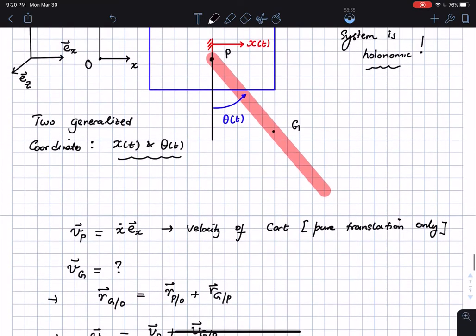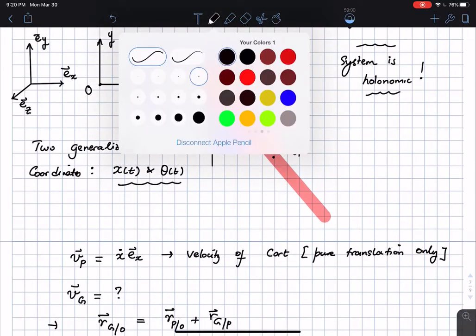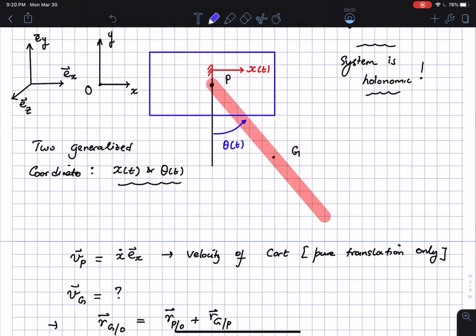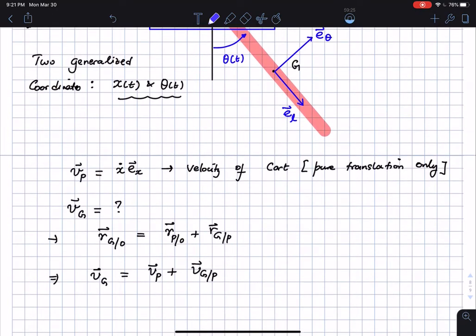I'm going to set up a coordinate frame from the point P all the way to the center of mass, and this coordinate frame is going to be drawn in the following manner. I'm going to have a coordinate frame which points this way. So this is one direction, and here is the other direction, and the third direction, of course, is coming out of the page. This is going to be E theta, and this is going to be E L. That is the coordinate frame that I have attached here. If I were to do this, this is R P slash O plus L by 2 in the EL direction.